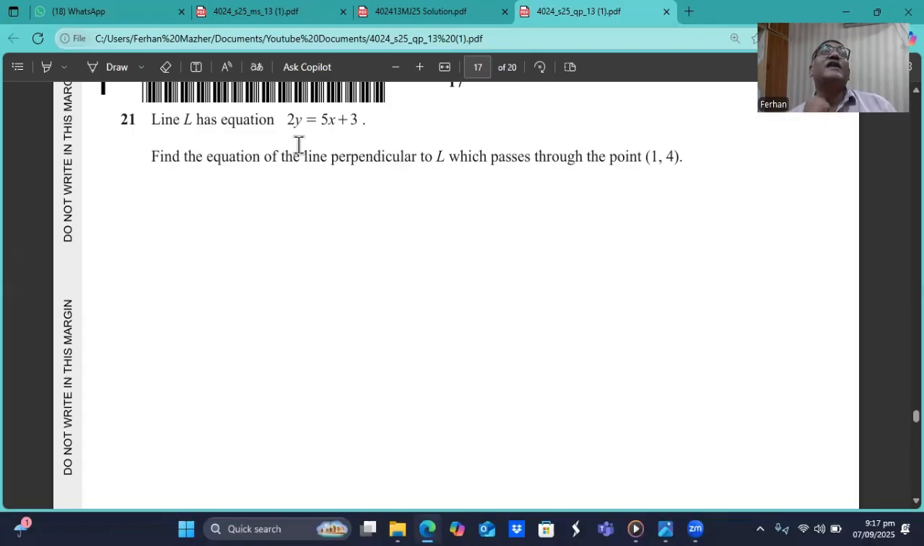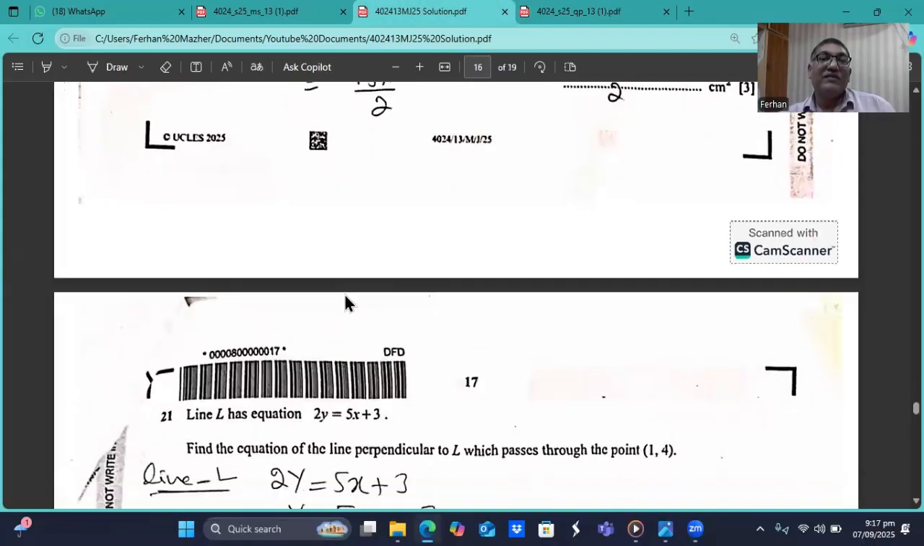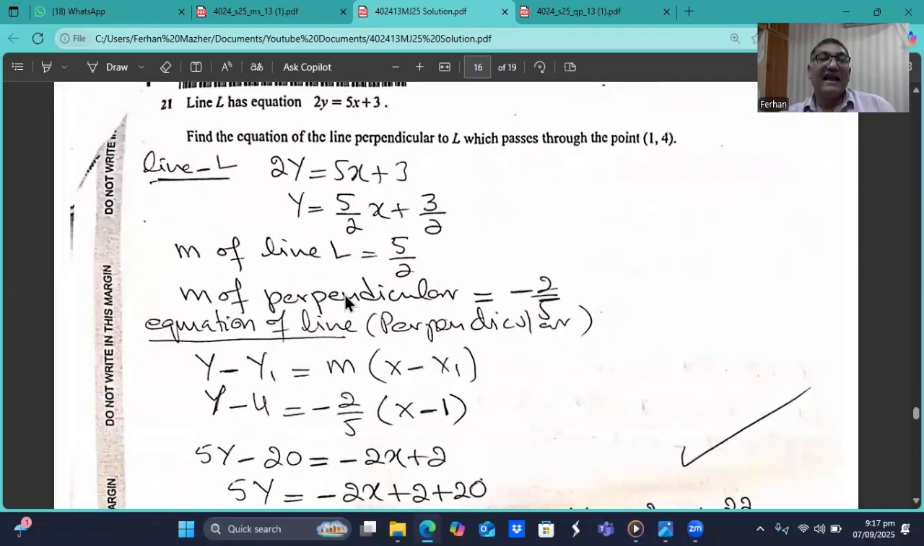So then I will apply the formula y minus y1 equals m bracket x minus x1 bracket close. And I will find the equation of the perpendicular to the line L at the point 1 comma 4. So here from the line L, first of all, I'm going to make y the subject of the formula. So 2y equals 5x plus 3. So y will be equal to 5 by 2 into x plus 3 by 2. I made the y alone. So the gradient of the line L will be 5 by 2.